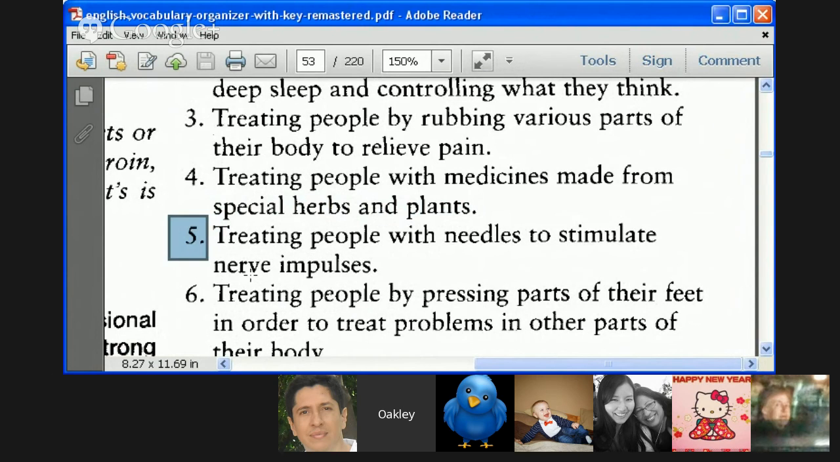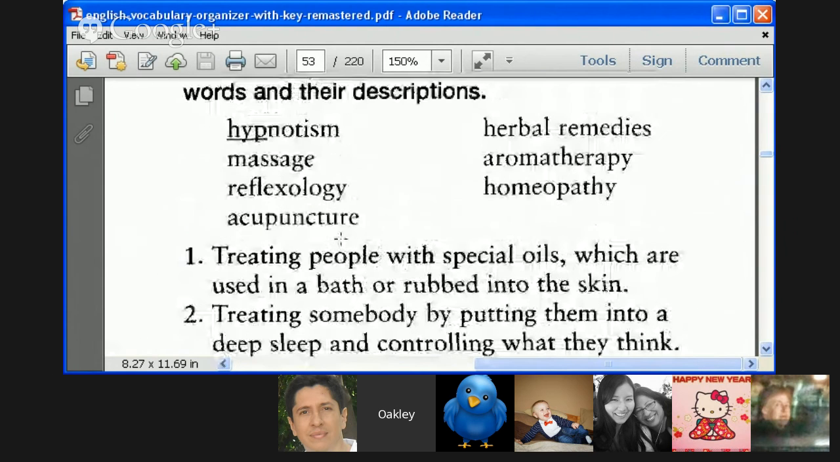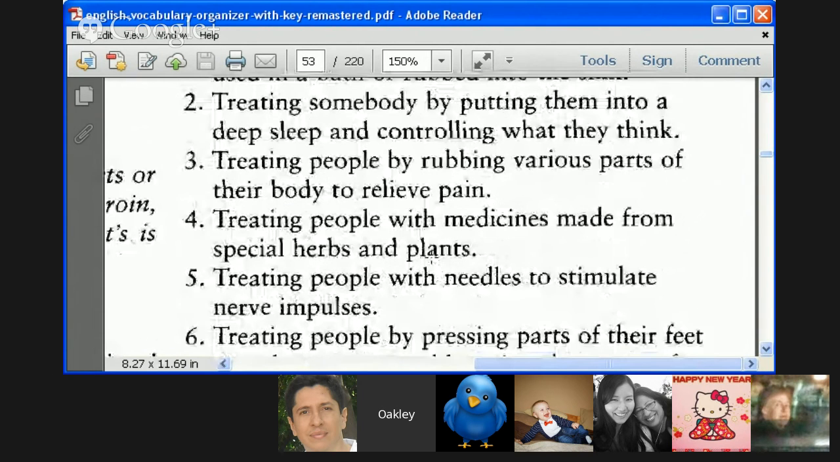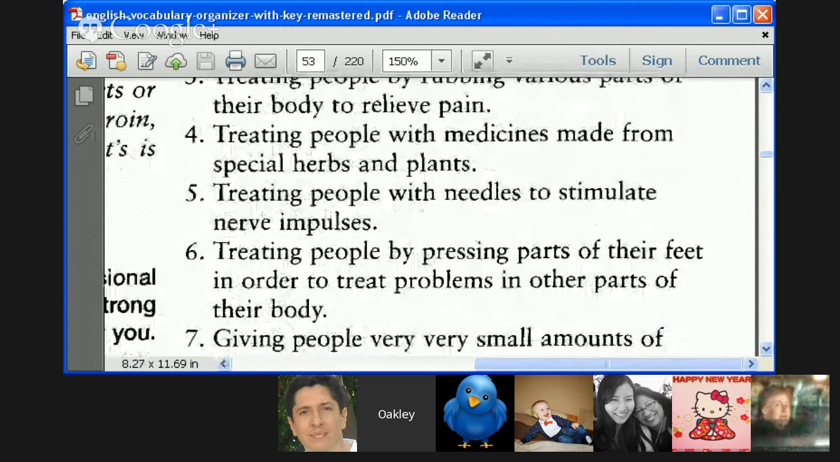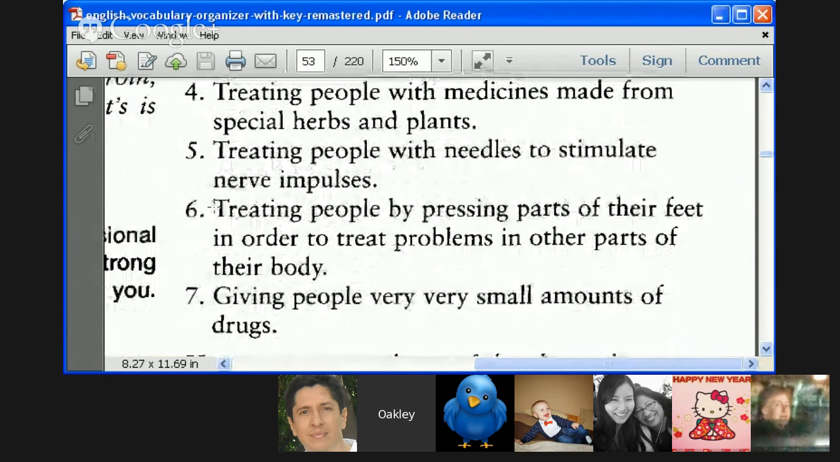Number five, Rolando. Treating people with needles to stimulate nerve impulses. Acupuncture. Very good. Have you ever tried acupuncture, Rolando? Never in my life. Me neither. I'm a little scared, to be perfectly honest. A little. I think it's scary. Okay.